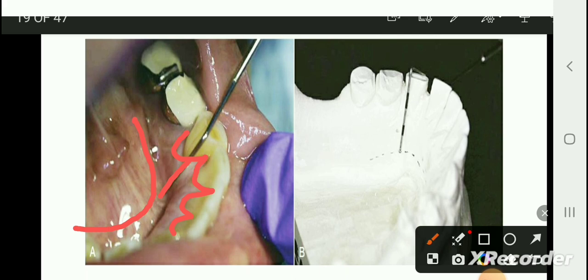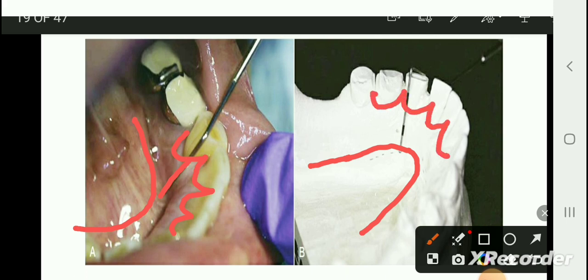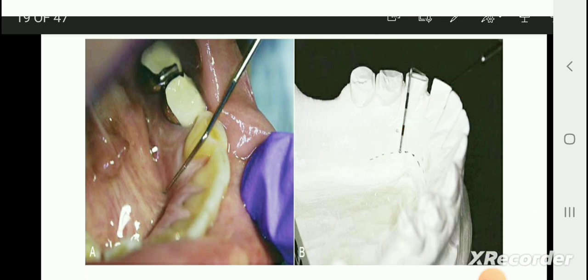In the mandible, the minimum vertical space of 8 mm between the tissue of the floor of the mouth and the gingival margin of the teeth. This distance should be 8 mm if we have to use the lingual bar as a major connector.